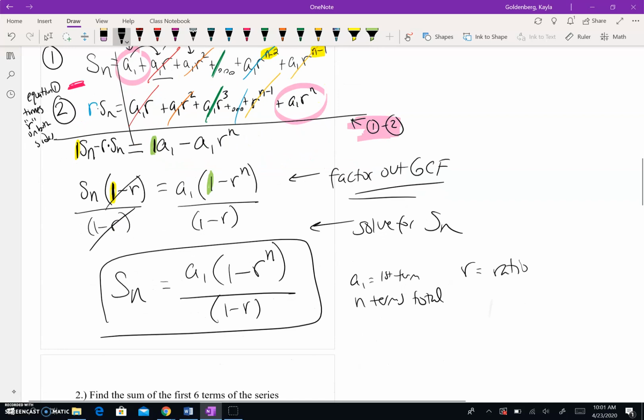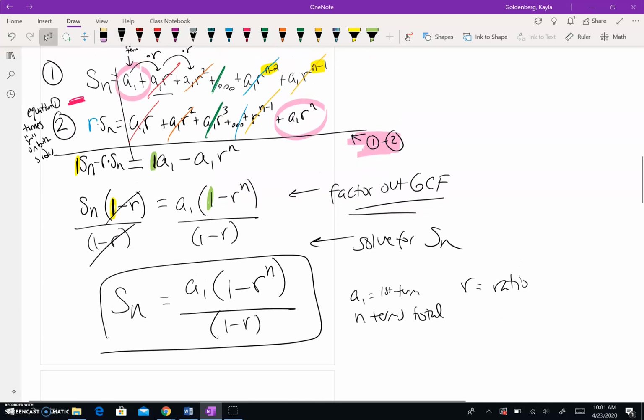Now, notice you wouldn't want to have a ratio that was equal to 1. That would make this undefined with the bottom, right?